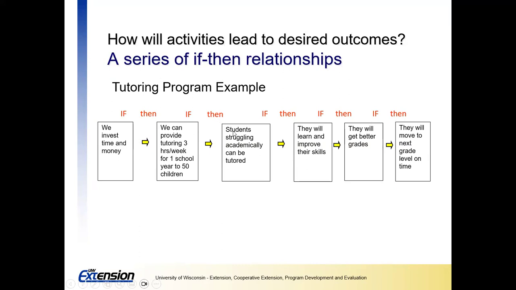Then students struggling academically will be tutored. Then they will learn and improve their skills, then they will get a better grade, and then they will move to the next grade level. Again, a logic model is about if-then. If this happened, then this happened, then this happened.